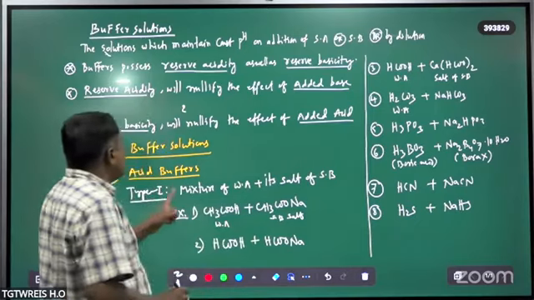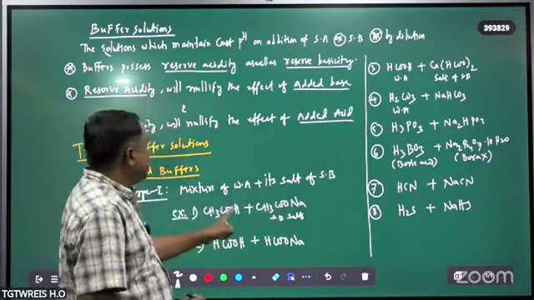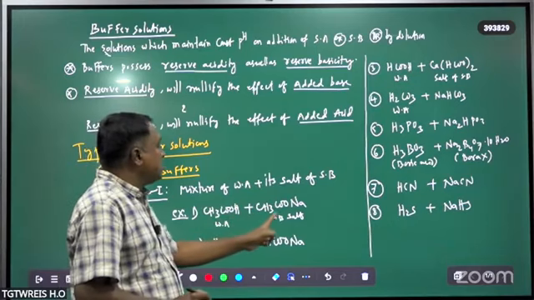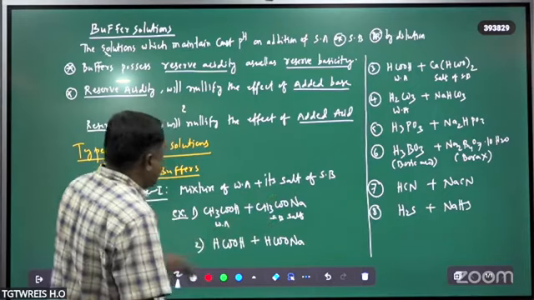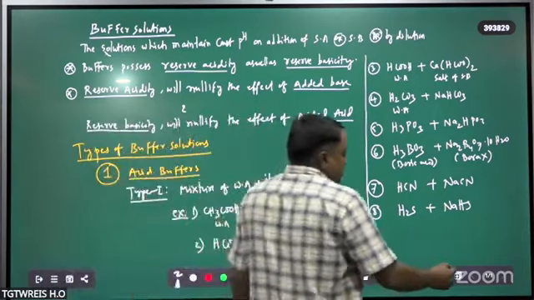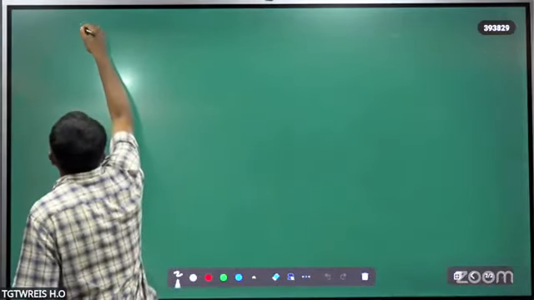So what are acid buffers? A mixture of weak acids and their salts of strong base. CH3COOH is a weak acid and CH3COONa is its salt of a strong base. So these act as acid buffers. And next is type 2 of acid buffer solutions.